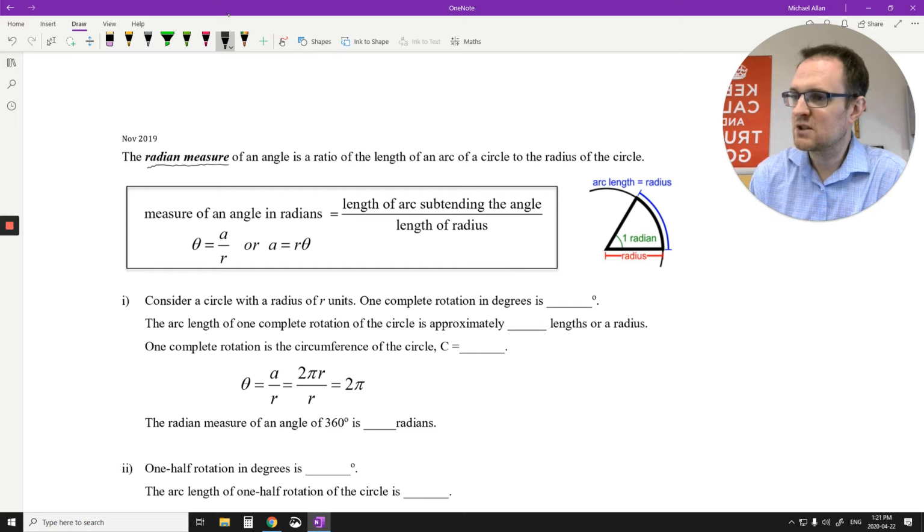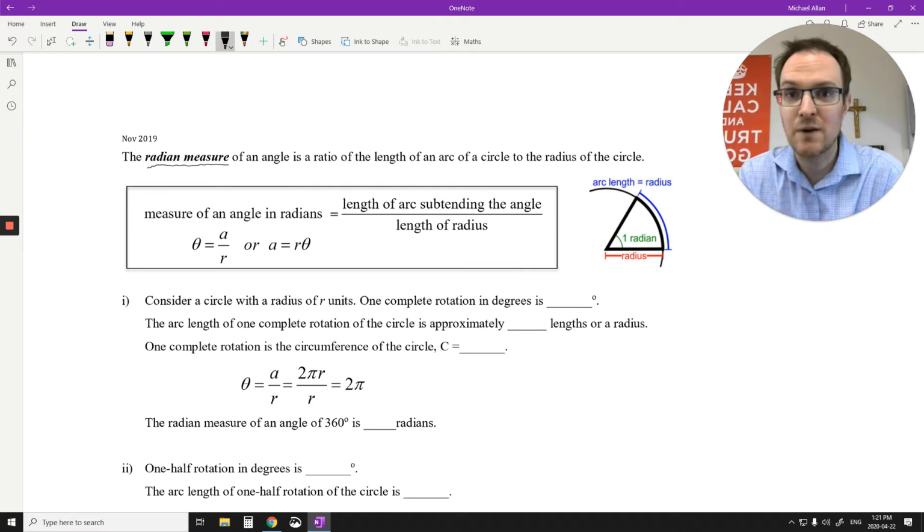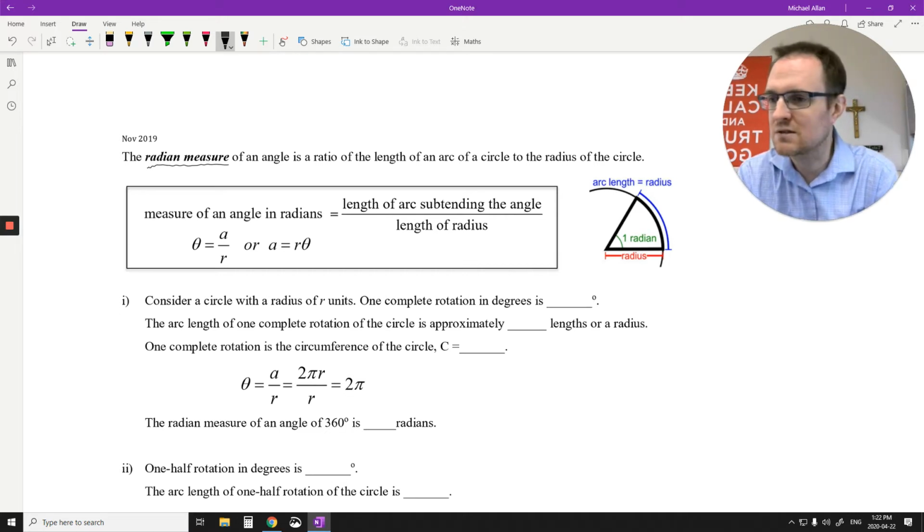So radian measurements is another way of measuring an angle other than degrees. It's kind of like kilometers and miles. They represent the same thing. You can change between the two. But one is more useful in terms of calculus and one is more useful in terms of communications.